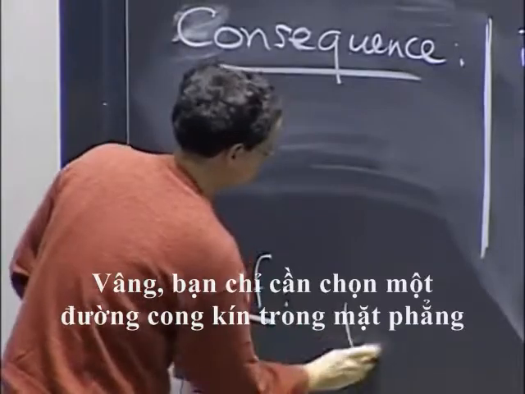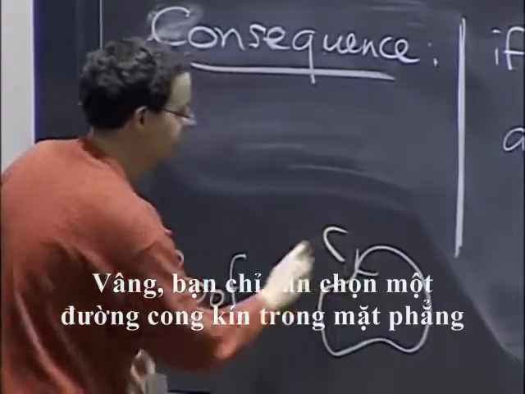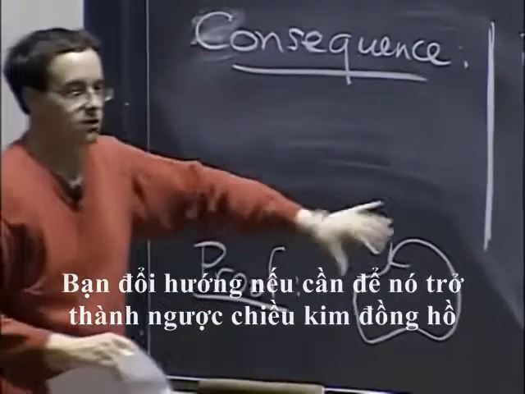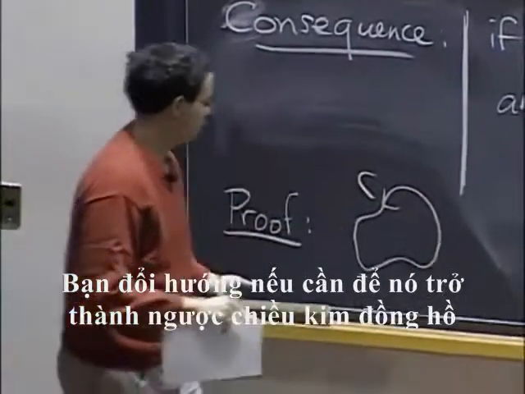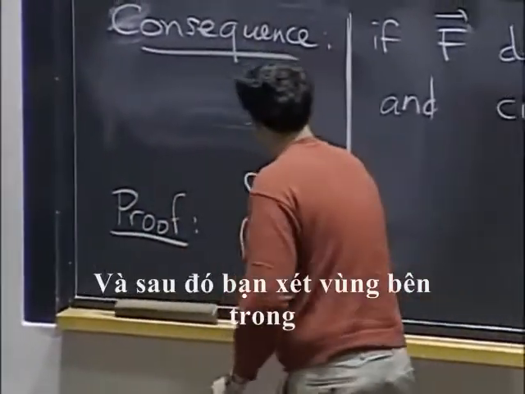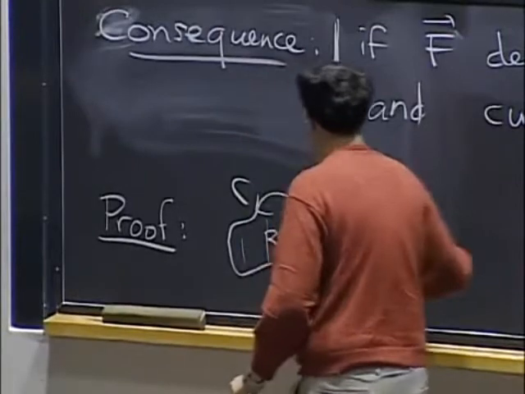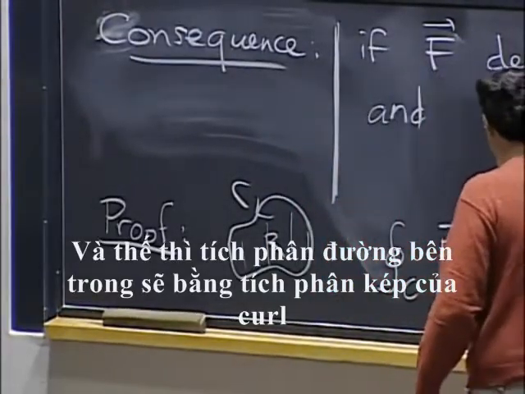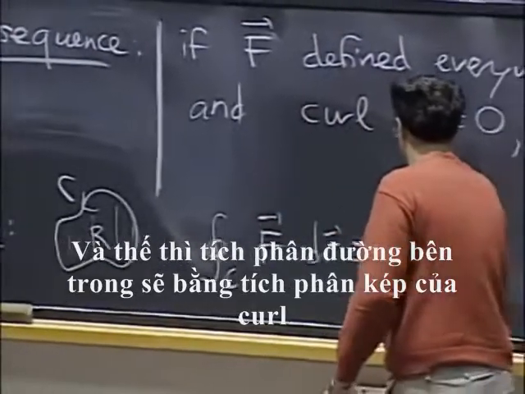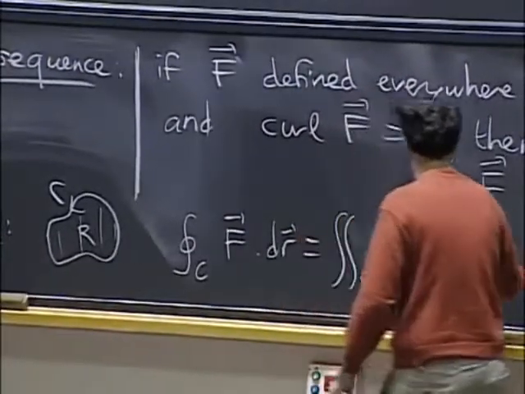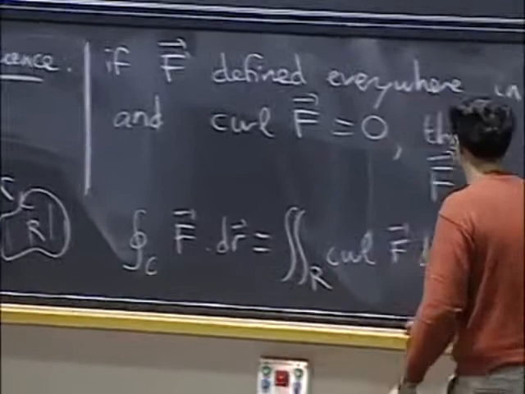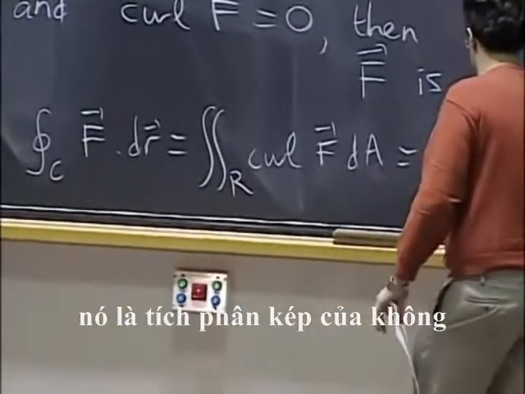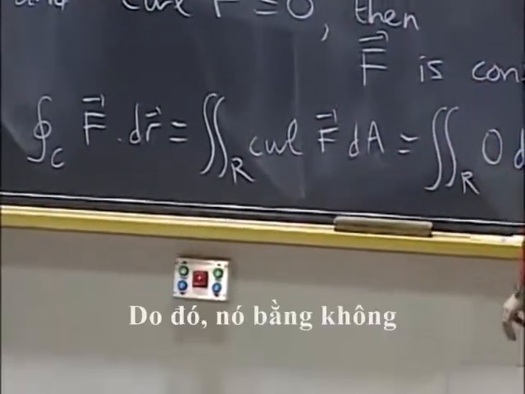Well, you just take a closed curve in the plane, you switch the orientation if needed so that it becomes counterclockwise, and then you look at the region inside, and then you know that the line integral will be equal to the double integral of curl, which is the double integral of 0. Therefore, that's 0.